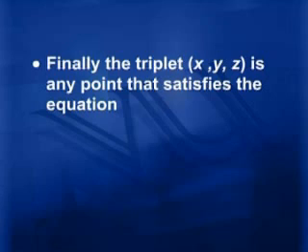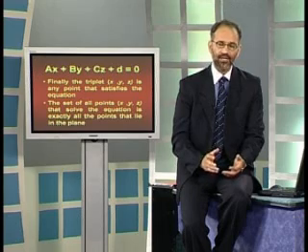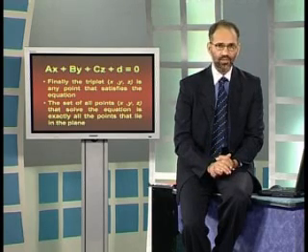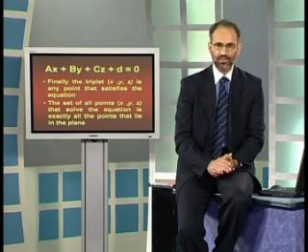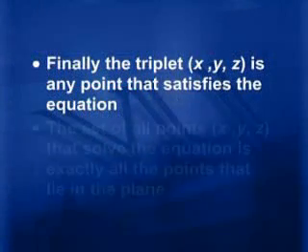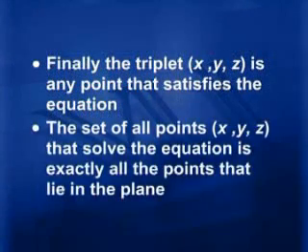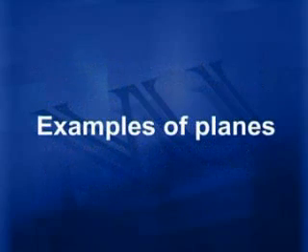Now finally, the triplet x, y, z is any point that satisfies the equation. And what points would satisfy this equation, do you think? Sure, any and every point that lies in that plane would satisfy this equation. So if we are talking in terms of triangles, any one of the three vertices of our triangle, if you use its values in this equation, that should satisfy this equation. The set of all points x, y, z that solve the equation is exactly all the points that lie in the plane. Now let's take a look at some examples of planes.